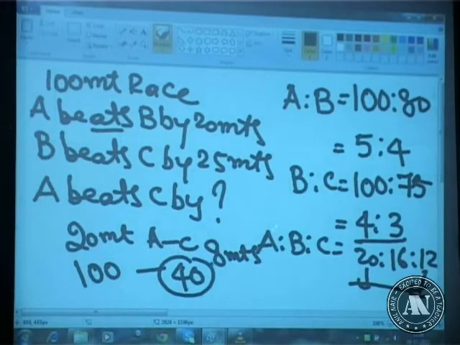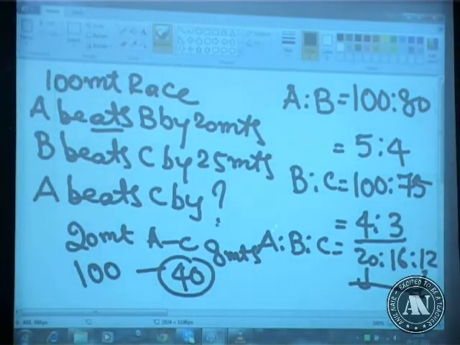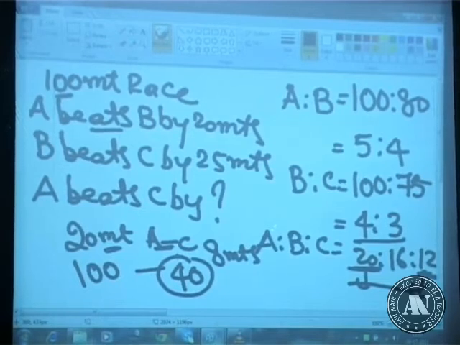One more example. Clear? Not this one. 20 is to 16 is to 12. What does that mean? If A runs 20, C can only run 12 meters. That means A will beat C by 8 meters in a 20 meter race. So I don't need 20 meters. According to the question, it is 100 meters, proportionally. Clear?